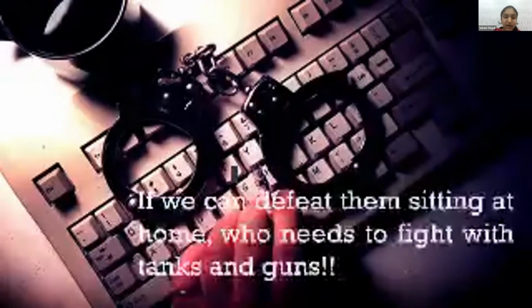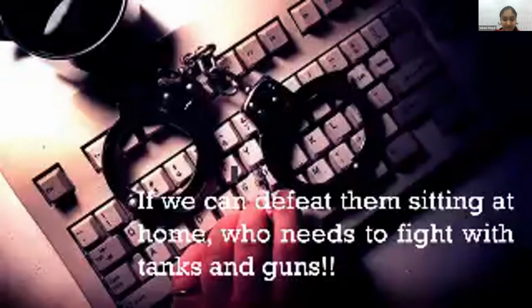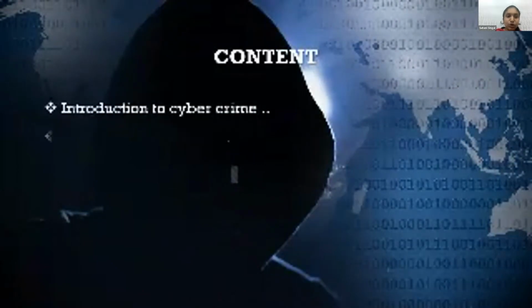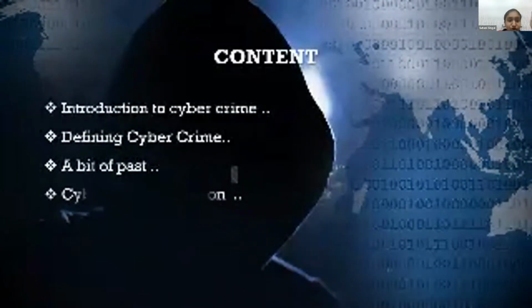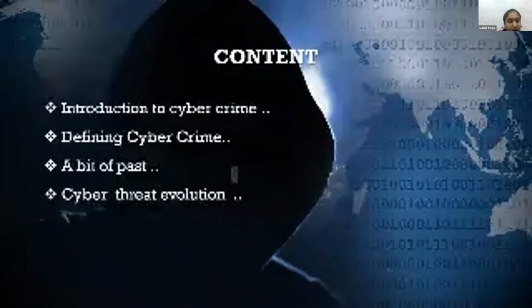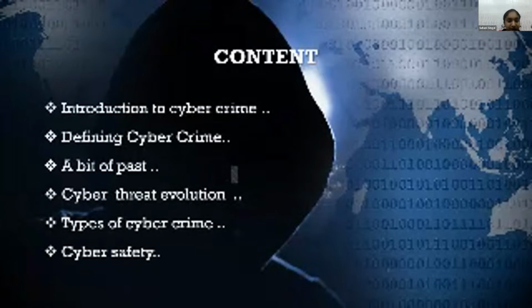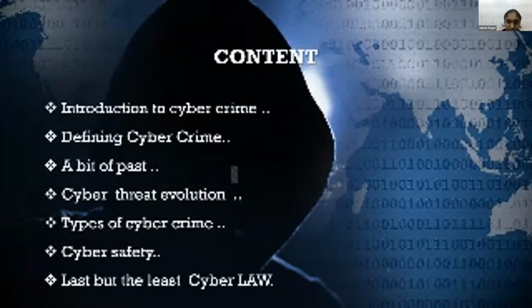So, if we can defeat them sitting at home, who needs to fight with tanks and guns? Now we go with the content. In this PPT, basically, you will get to know about the introduction to cybercrime, defining cybercrime, a bit of past about it, cyber threat evolution, types of cybercrime, cyber safety, and last but not the least, cyber law.